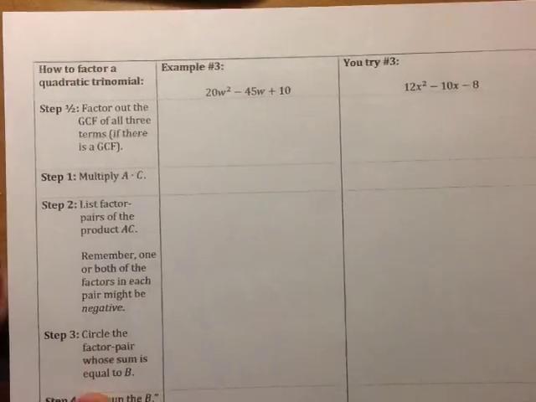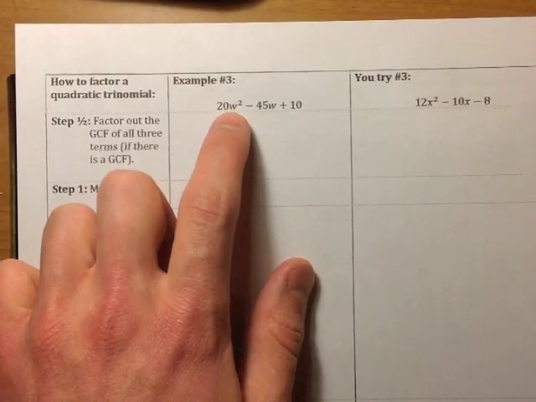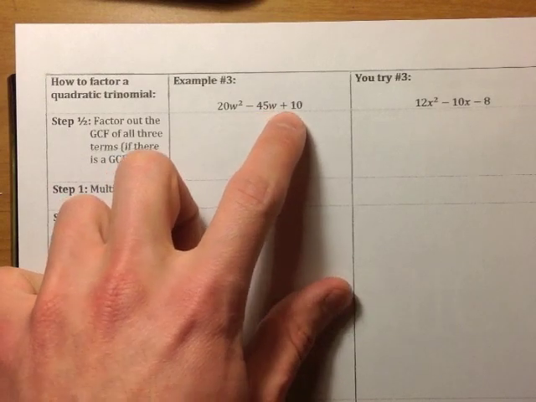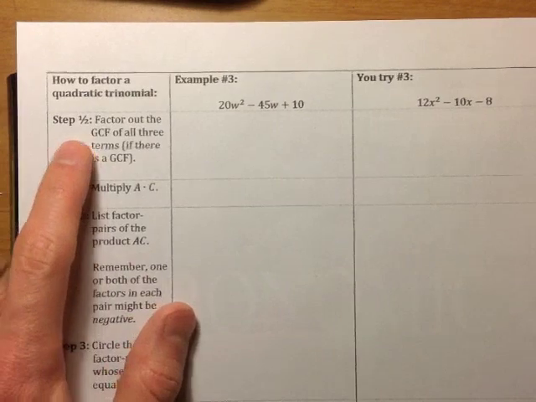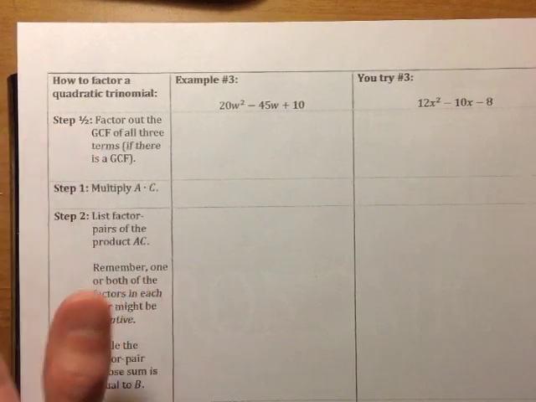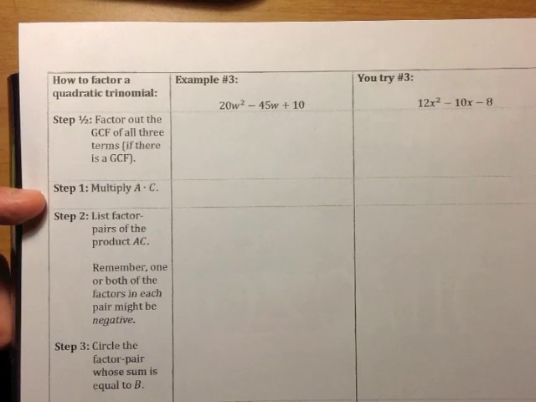Alright, now let's move on to example number 3. Example number 3: 20w squared minus 45w plus 10. Now in this case I give you a step 1/2. I give you a step before we even start multiplying a times c.